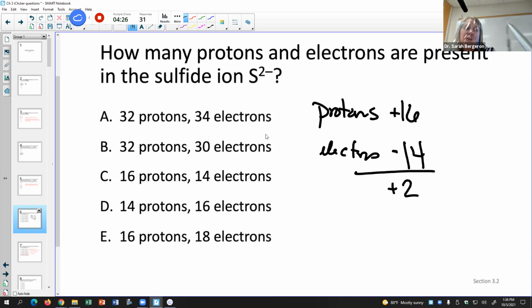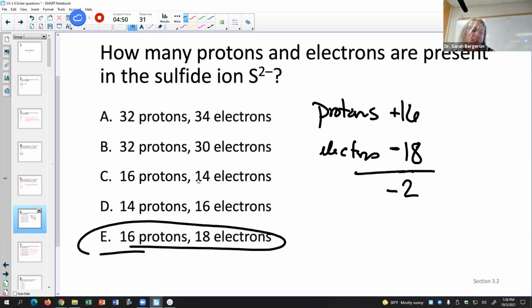It's -2. I'm sorry, it's -2. Whoa, whoa, whoa. Why did I put a plus? -2. Okay, now, what do we need? 18. That charge matters, right? Charge matters. Okay, so what are we doing? 16 protons and 18 electrons, right? Okay, oh, I missed my place.